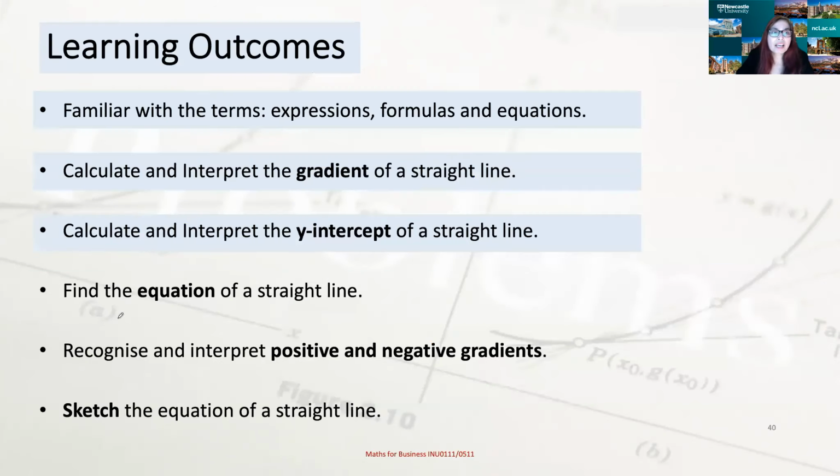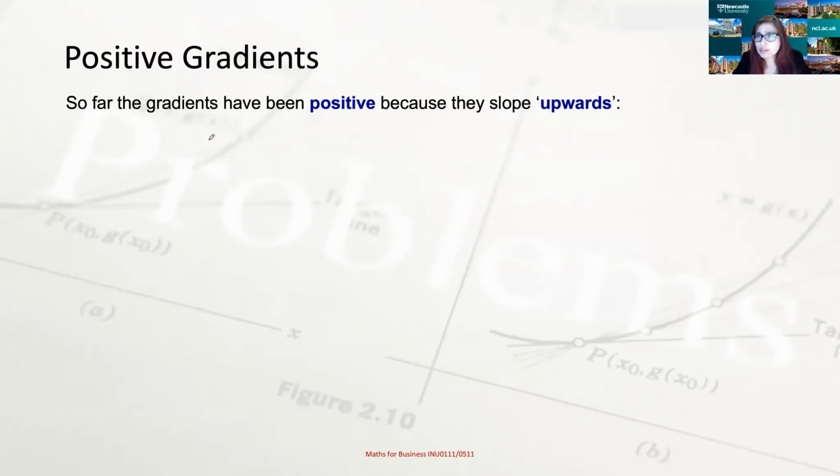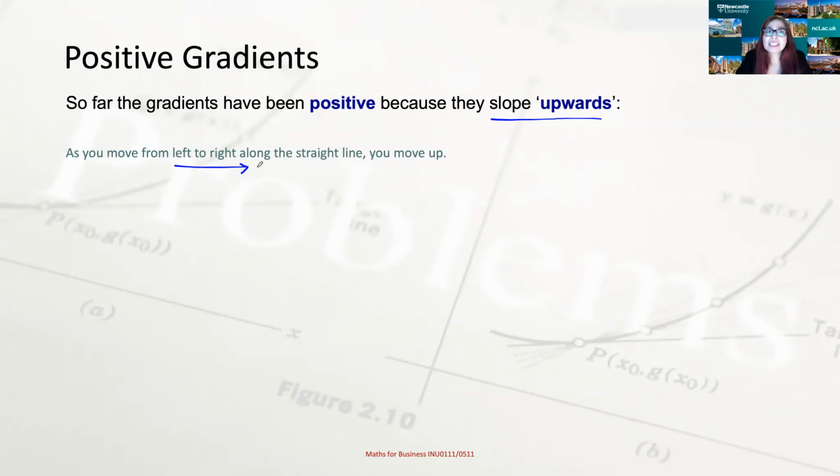Okay, we have now done how to find the equation of straight lines in four different ways. Now let's see how to recognize and interpret a positive and a negative gradient. So far, in all the examples we have seen, the gradient has been positive. That is, the slope was always upwards, yeah? As you move from left to right along the straight line, you always move up, the rise was always up along the y direction.